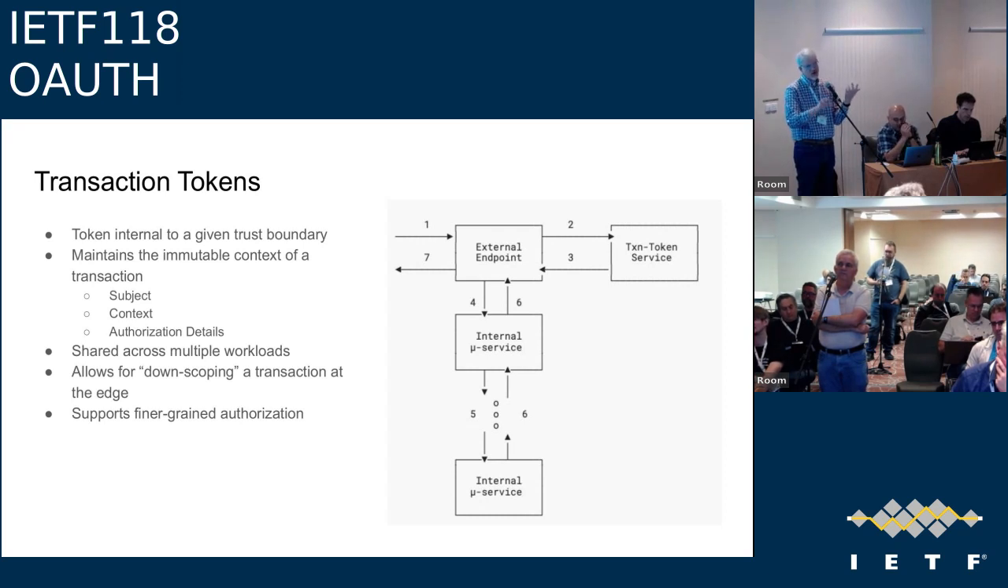The downscoping is basically saying that when the transaction token is issued, the only thing the backend system can do is transfer this amount of money from this account. So it's at the top of the transaction, not attenuation later on. Right. Okay, got it.